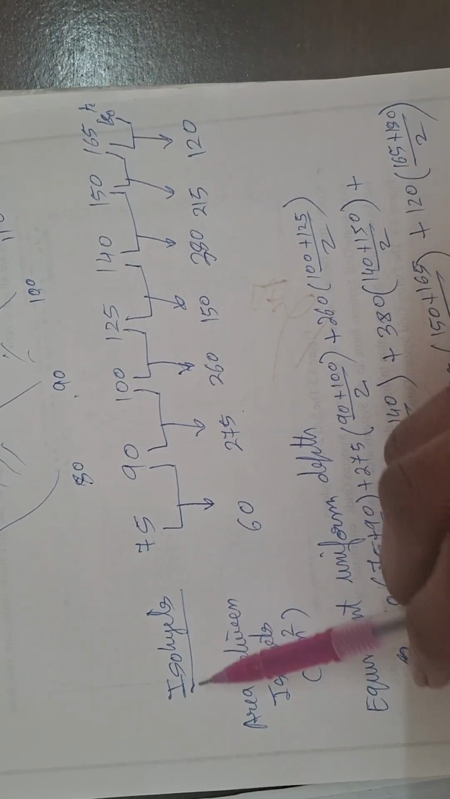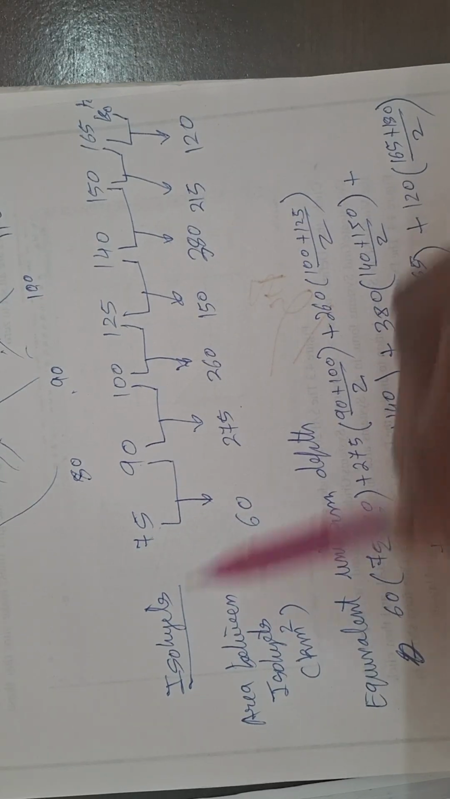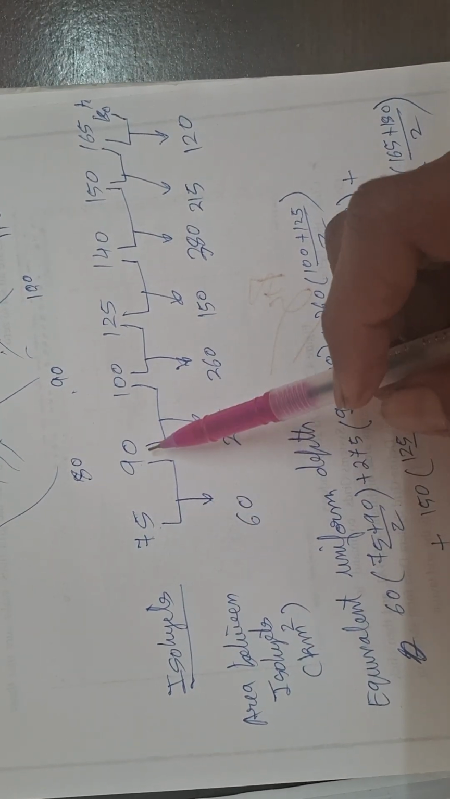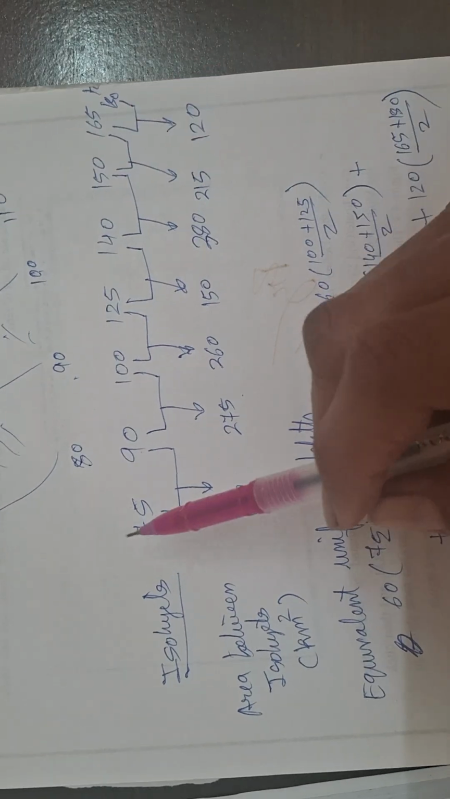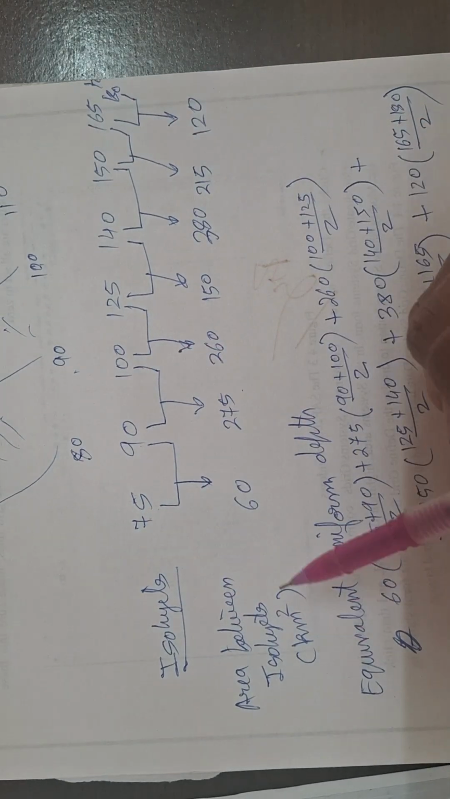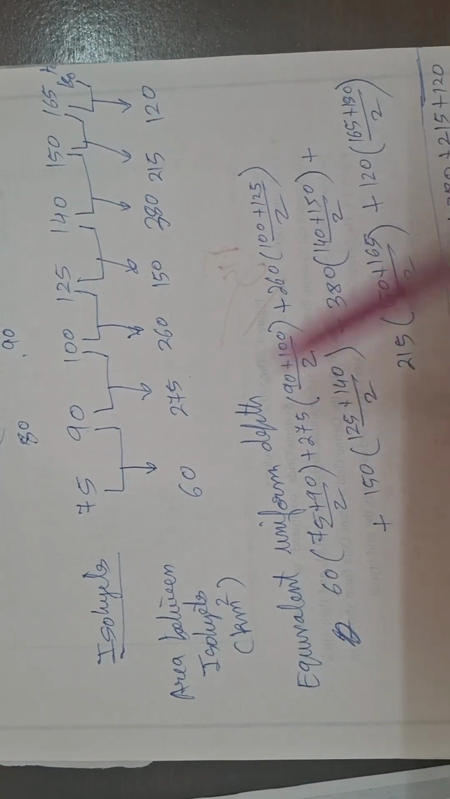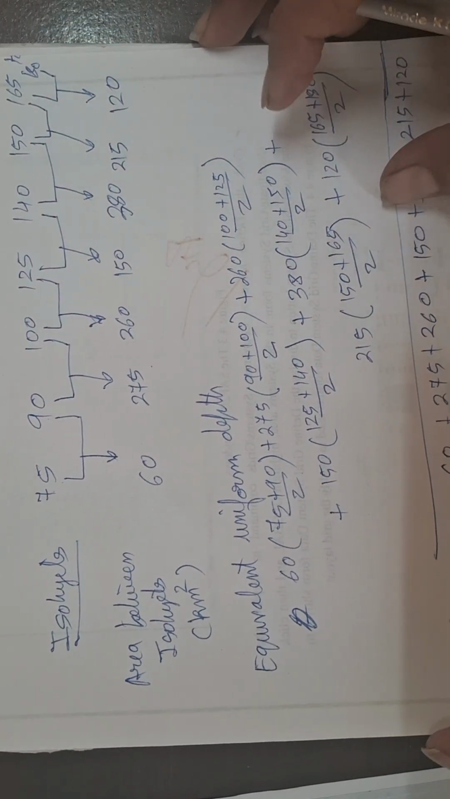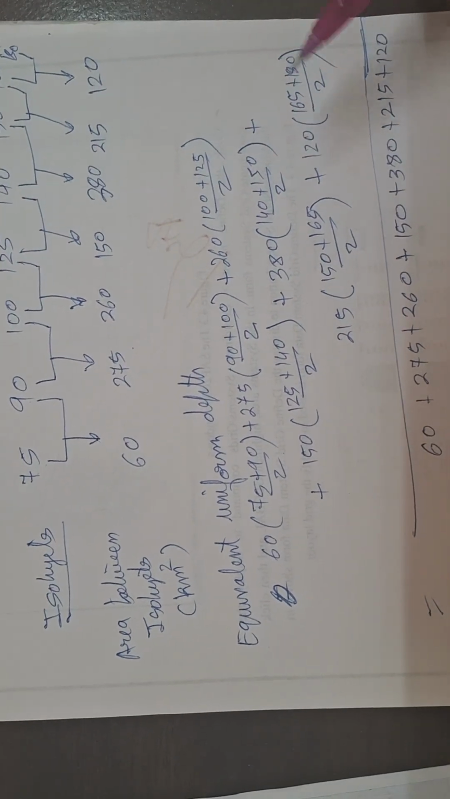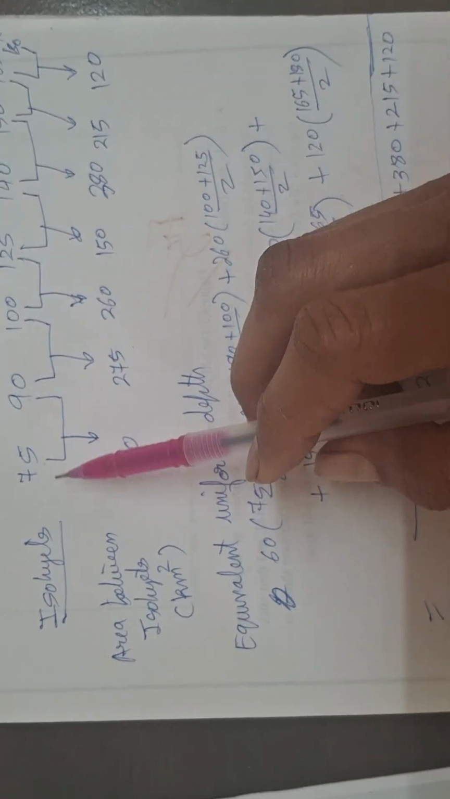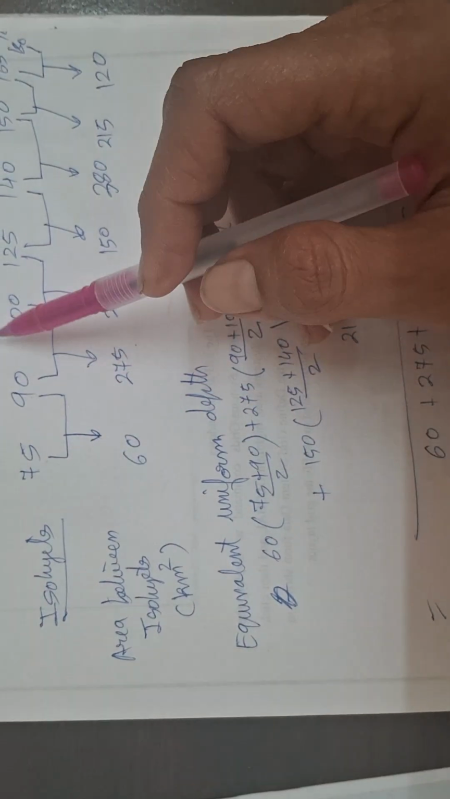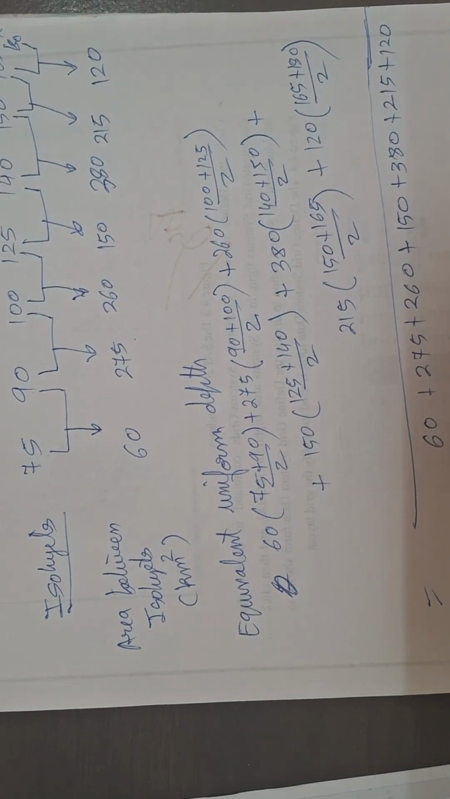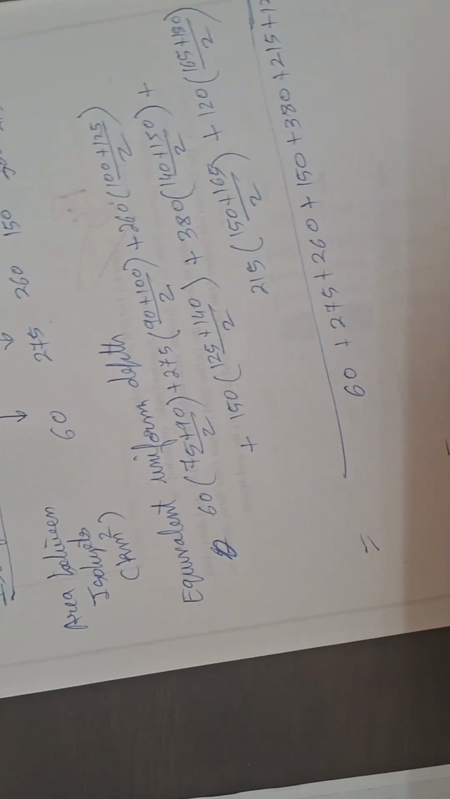The isohyetal method is one of the most accurate methods among the other two methods, and it requires high skill. The area between these isohyets is given. It is one type where we are taking the average of both isohyets and multiplying with the area.